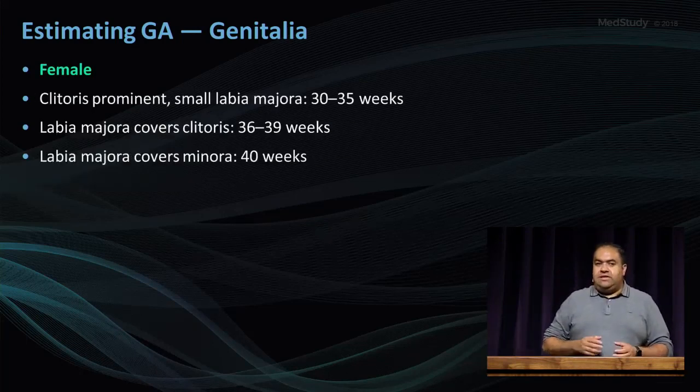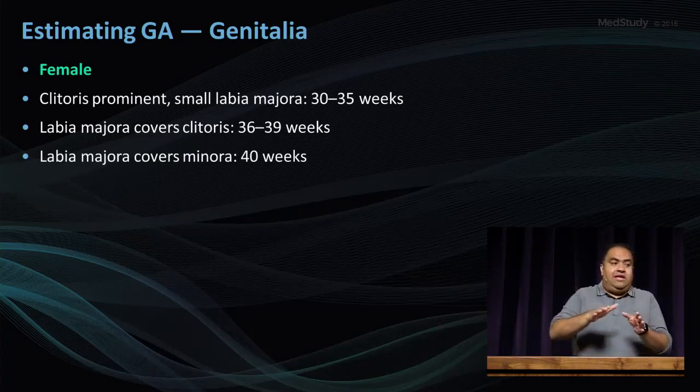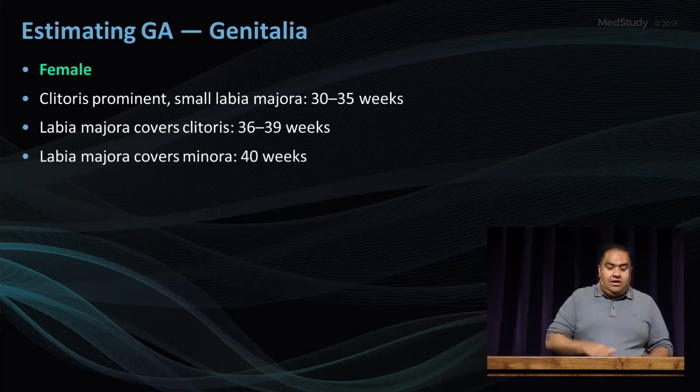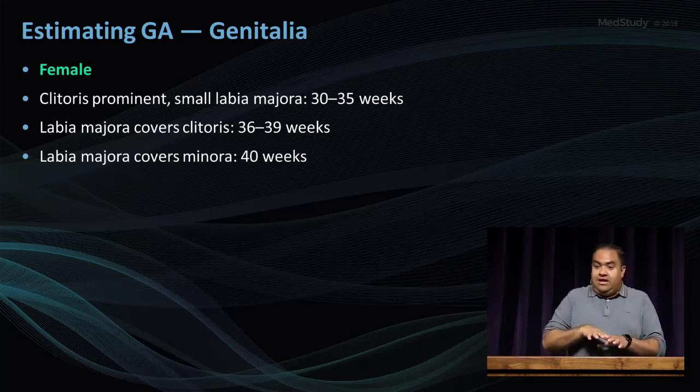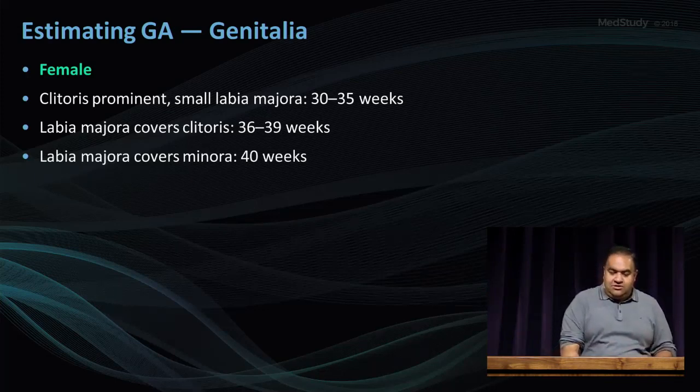In females, it's looking at the clitoris, the labia minora, and the labia majora. The clitoris is prominent, and in the premature infant, particularly less than 35 weeks, you'll see a very prominent clitoris, and the labia majora can't close over the labia minora. As they get closer to becoming term, the labia majora will start to cover the clitoris, and at term, at 40 weeks, the labia majora covers the labia minora and is fully in view, so you can tell that the child is at more of a term gestation at that point.